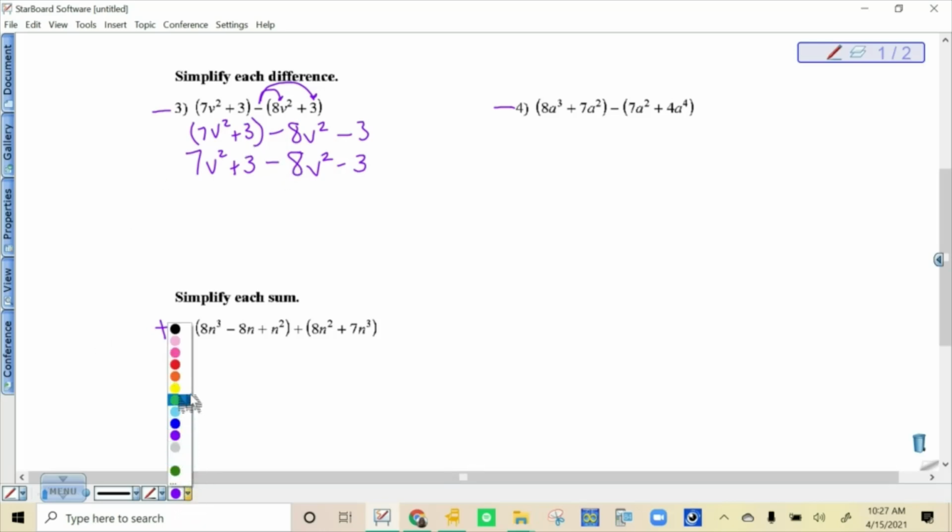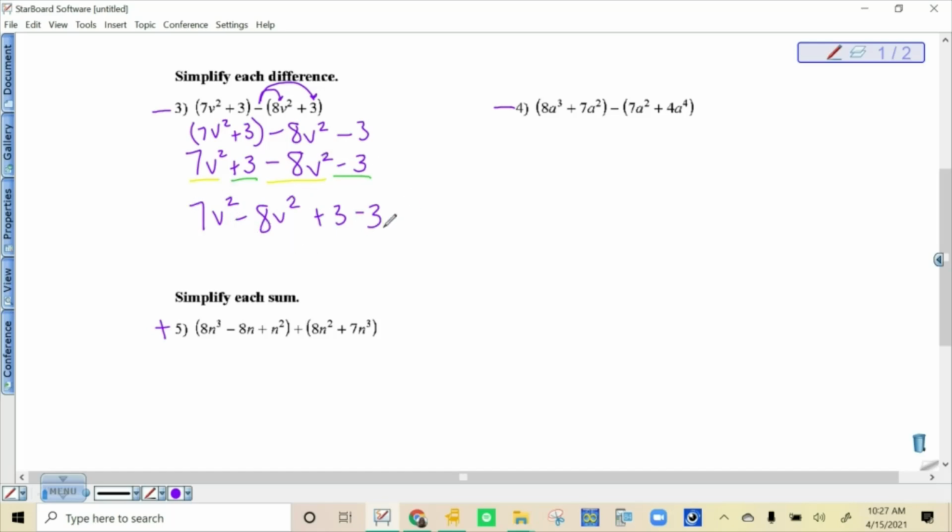And now let's gather like terms. So what's my like term with 7v squared? Yeah, there you go, negative 8v squared. And then what's the like term with positive 3? Negative 3. So now we've got 7v squared minus 8v squared plus 3 minus 3.